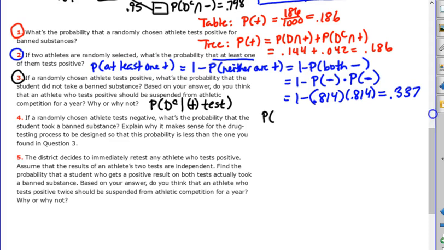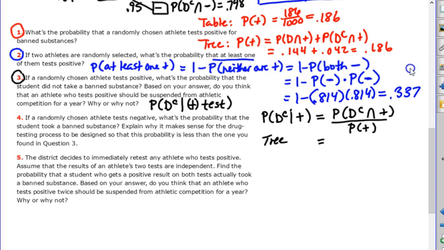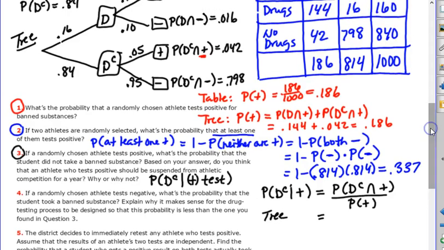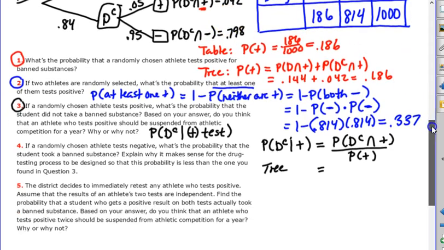So the probability of D complement given positive is equal to the probability of D complement and positive divided by the probability of positive. So you do need to know, that's on your formula sheet, the probability of A given B is the probability of A and B divided by the probability of B. So you don't have to have it memorized, but you do need to know how to use this. So using the tree diagram, the probability of D complement and positive is 0.042.